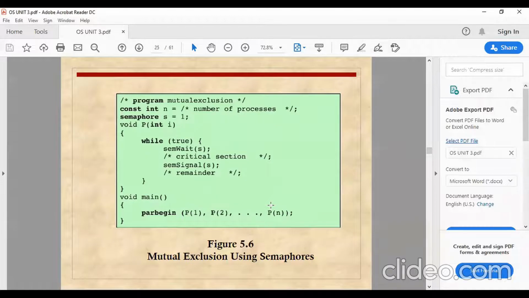I got this one. What is the use of semaphore wait and semaphore signal? I have got this one, main.